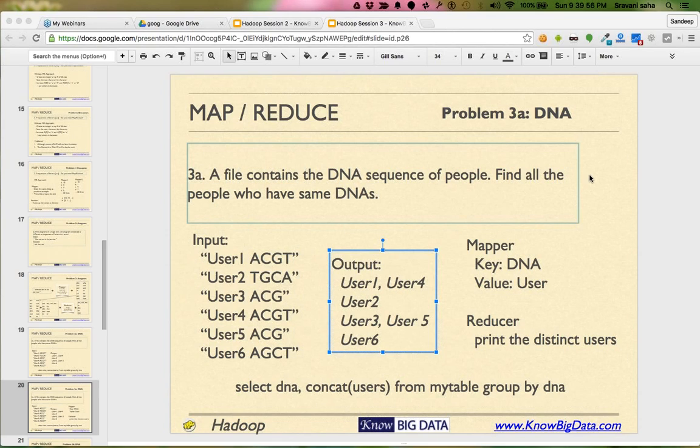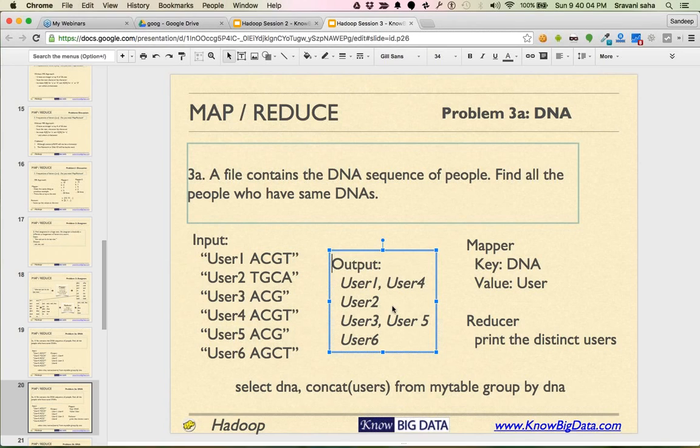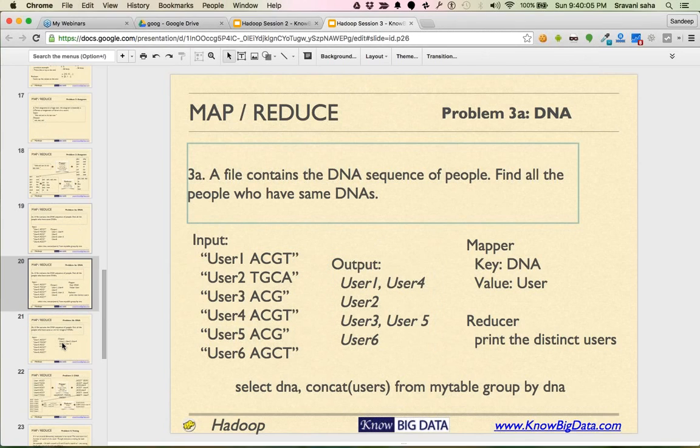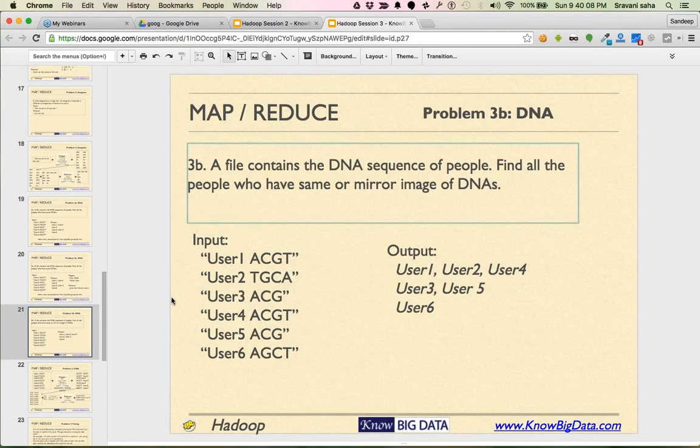Yes, we are going to write MapReduce code in Java after this. Naveen, that was for you.